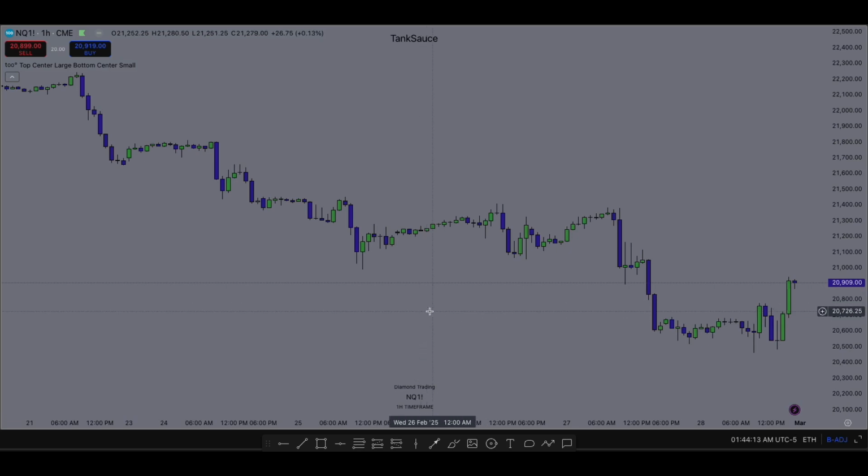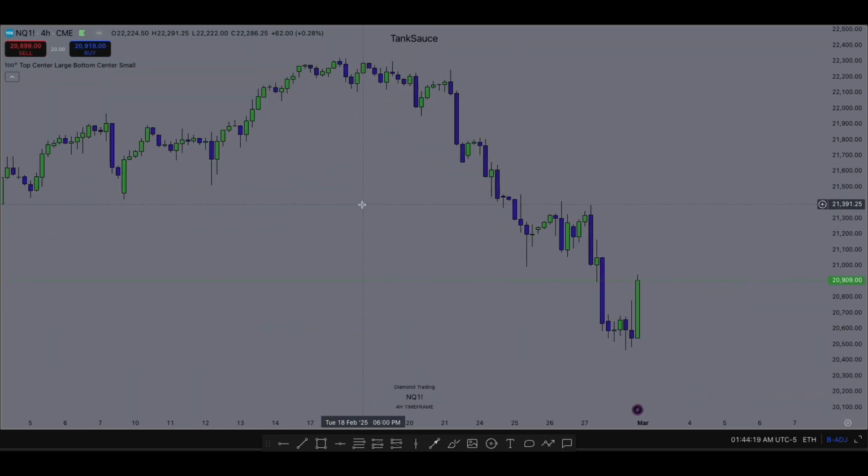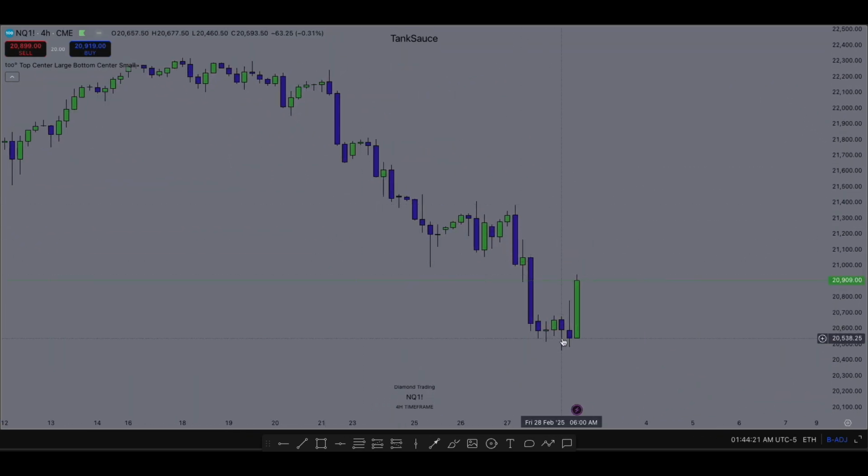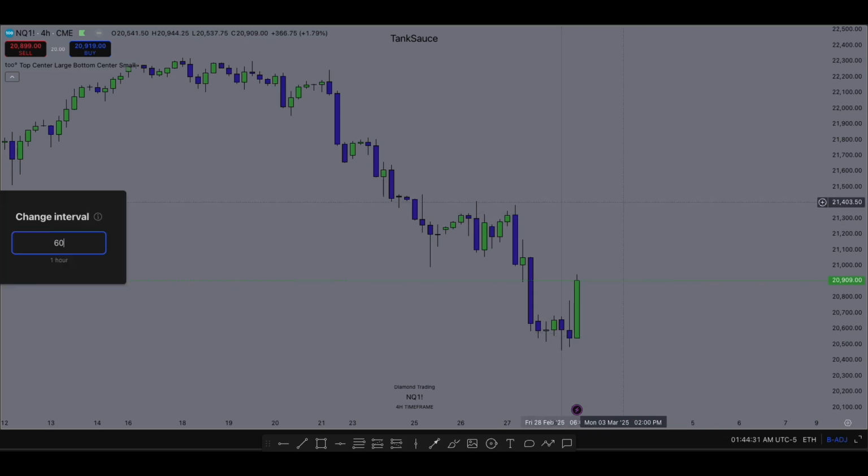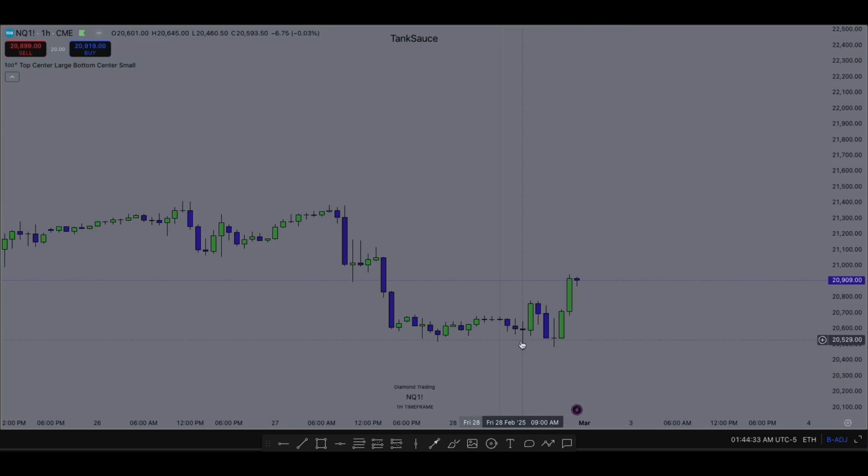So each candle represents 1 hour. You can go to a 4 hour where each candle represents 4 hours. And you can see over the last 12 hours that price kind of stayed right here, moved down a little bit, and then shot up. But if you move to the hour chart, you can see it went down, and then up.